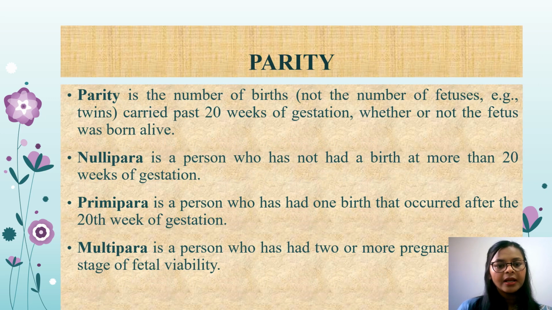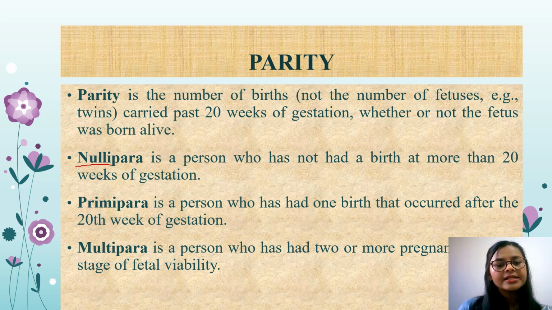Parity. Parity is the number of births. It's not the number of pregnancies, it's the number of births. It's carried past 20 weeks of gestation, whether or not the fetus was born alive. So to be a parity woman, the woman should have carried the pregnancy until the 20th week of gestation. Whether the baby was a stillbirth or alive, it's called parity. Parity does not count the number of fetuses, it just counts the number of times the woman has given birth after the 20th week of gestation.